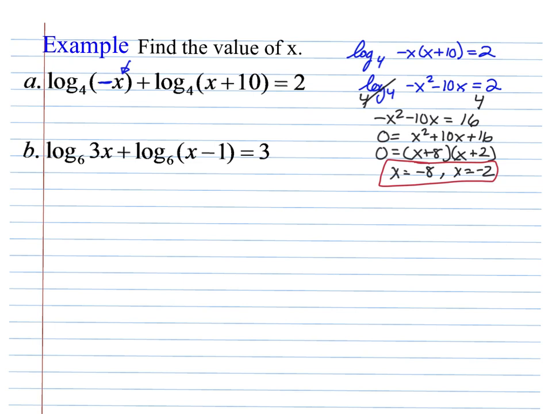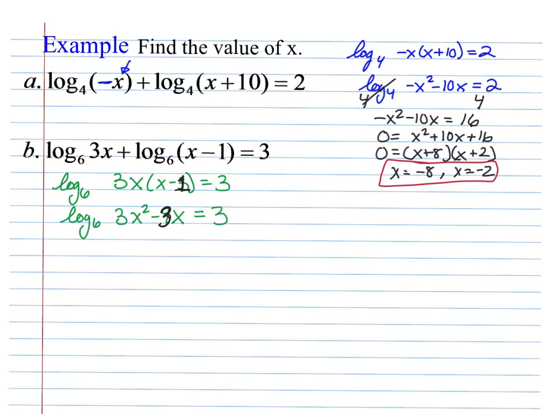So for our part B, same thing. We're going to have log base 6 of 3x times x minus 3 equals 3. We're going to simplify that. And we're going to have 3x squared minus 9x is equal to 3. And apparently, I don't know how to write things because this should have been a 1. And that means this should have been a 3.